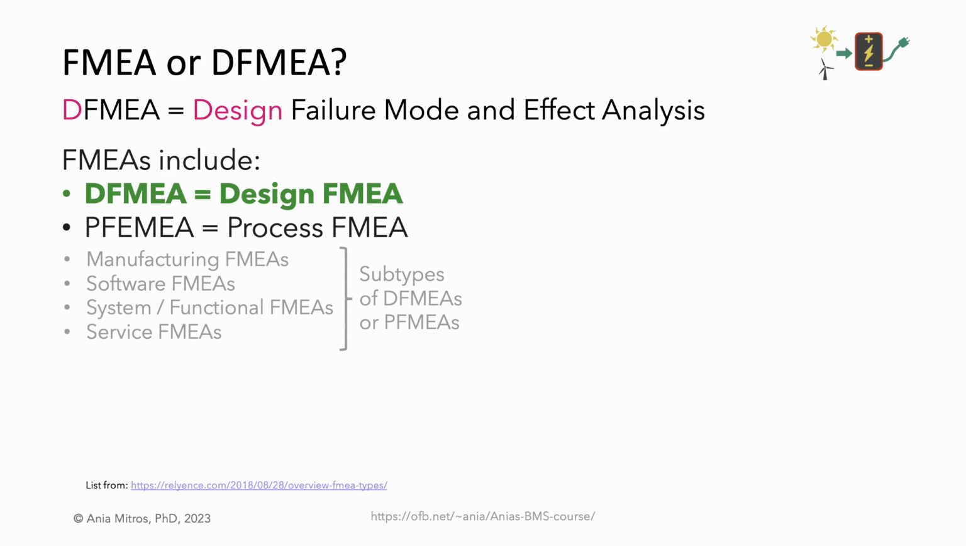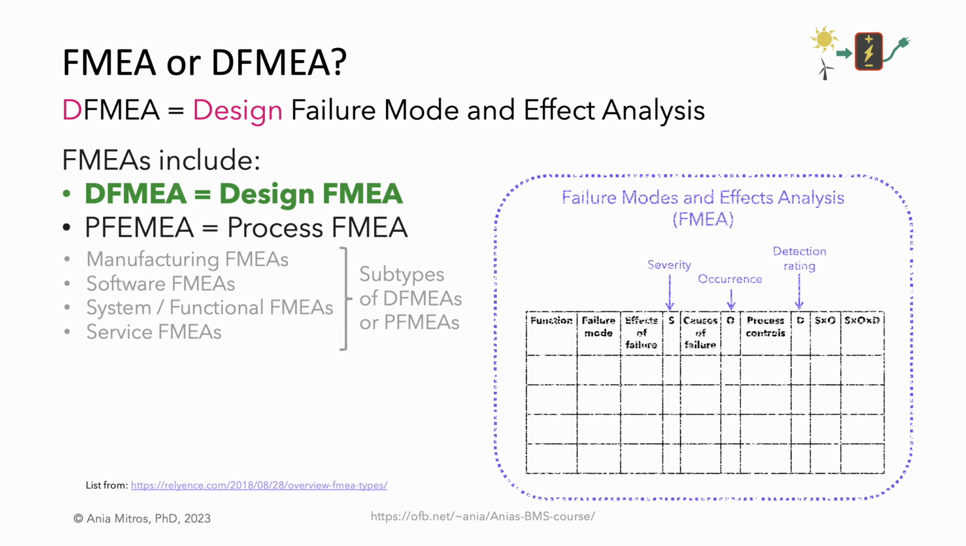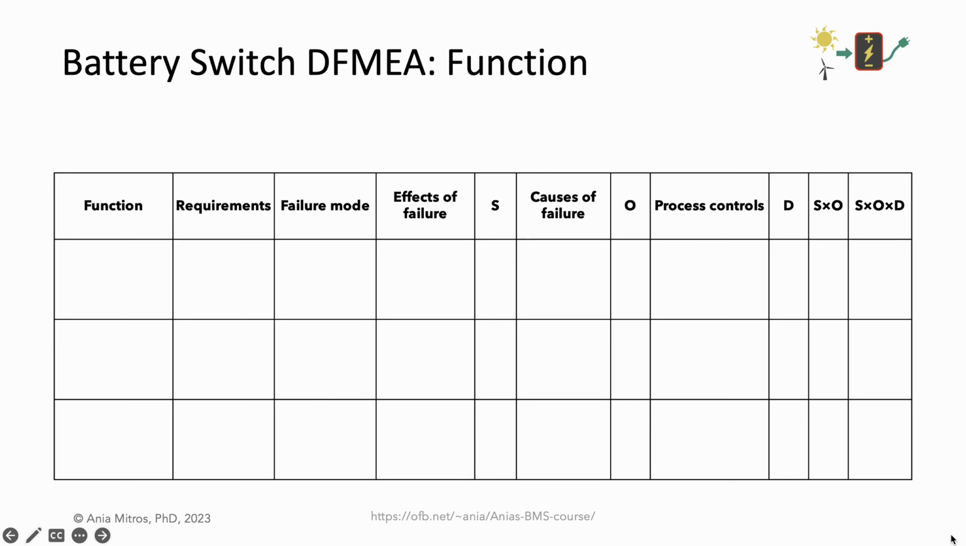Some people list yet more types of FMEAs, though I'd argue that these are all subtypes of design or process FMEAs. For example, a manufacturing FMEA assesses the manufacturing process, and a software FMEA assesses the design of a piece of software. All types of FMEA analysis result in a table like this one. In the rest of this video, we'll see how to fill in such a table and what the various headings mean. Let's do an example DFMEA for a battery switch.